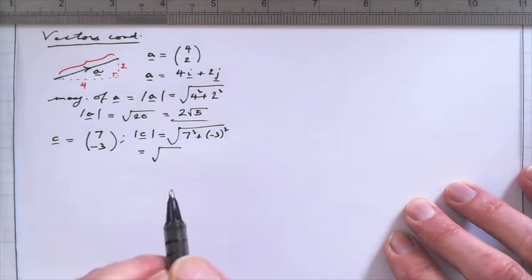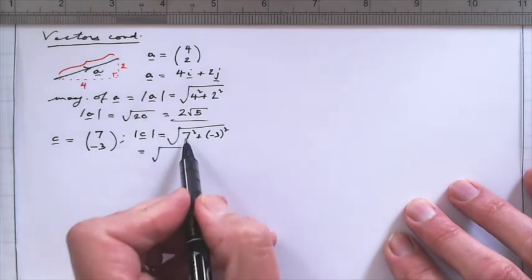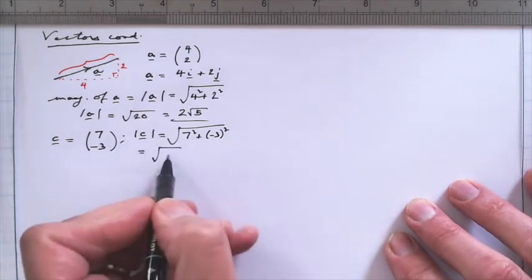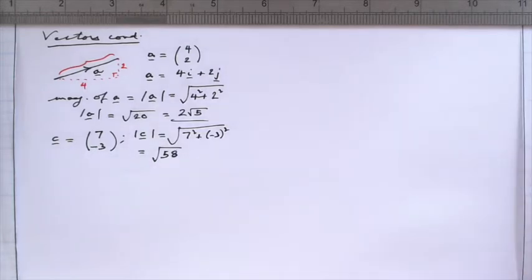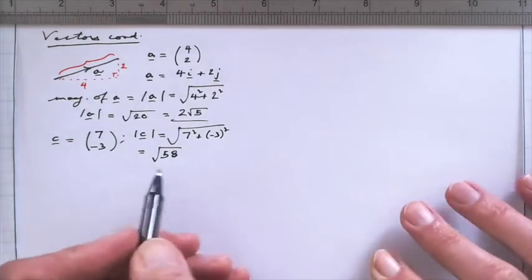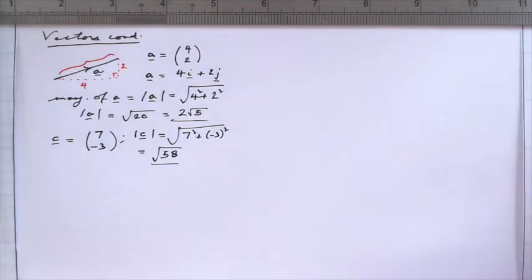which is 58, I believe. 7 squared is 49, plus 9 is 58. And I'm just racking my brains to see if there is a square number lurking there, and I don't think so. It doesn't divide by 4, so probably it's best just to keep it like that actually. So calculating the magnitude of a vector is actually relatively straightforward.